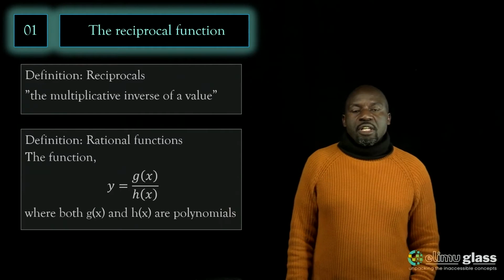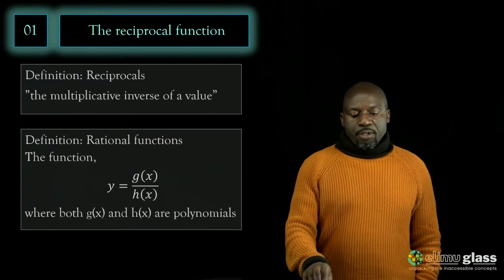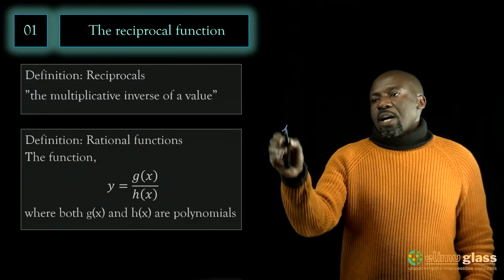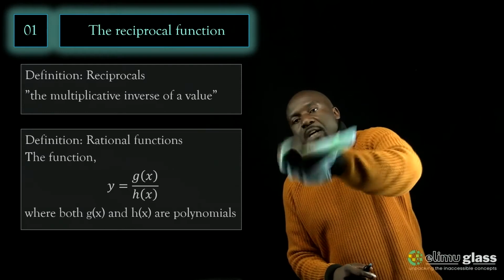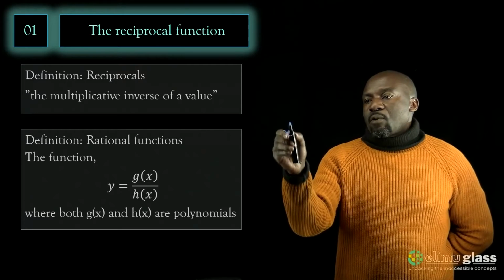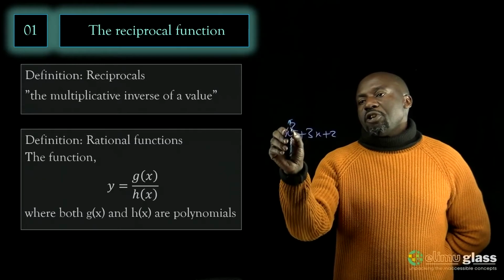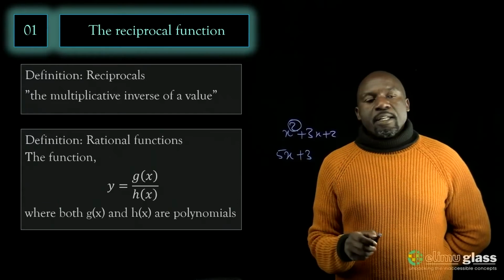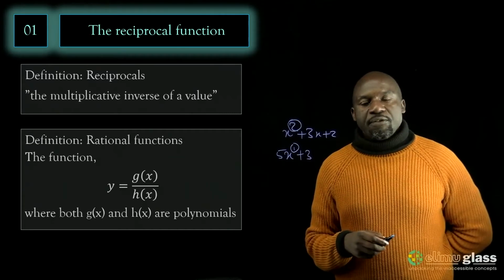A rational function is any function that is a ratio of 2 polynomials. So if you remember what polynomials are, let's work with the polynomials that you know. So x squared plus 3x plus 2 is a polynomial, and we say the degree of the polynomial is 2. x, or 5x plus 3, is a linear polynomial. The degree of x is 1. The highest power is called the degree of the polynomial. Okay?